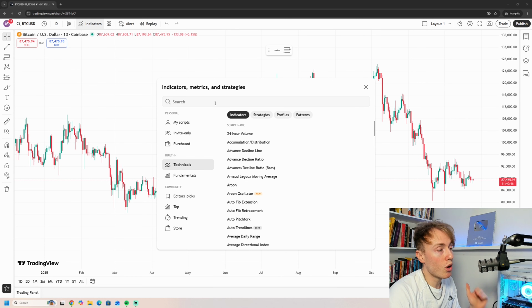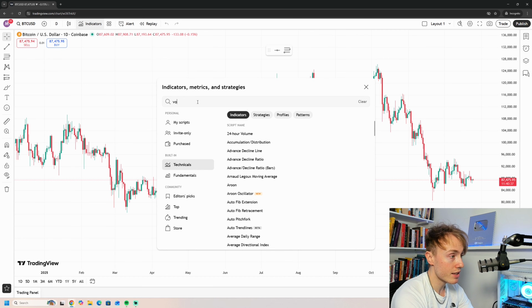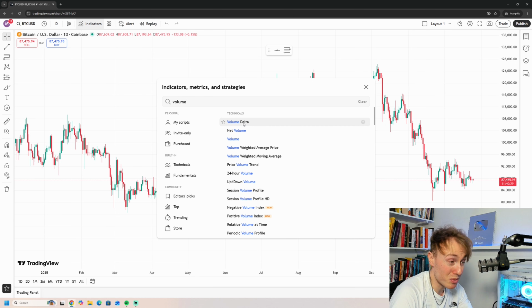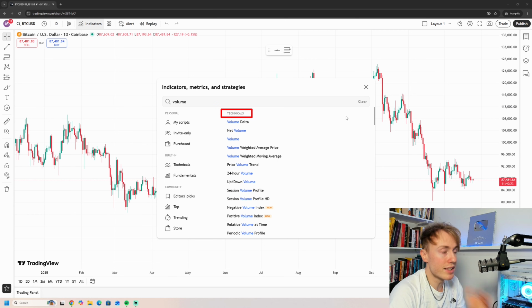But here, to open up an indicator, what you usually do is search for the indicator. And the first indicator I want to show you guys today is an indicator called volume. And when we search for volume, you can see that we have many different kinds of volume. We have something called volume delta, net volume. You can see all of these indicators under where it says technicals. These are the indicators that are created by TradingView.